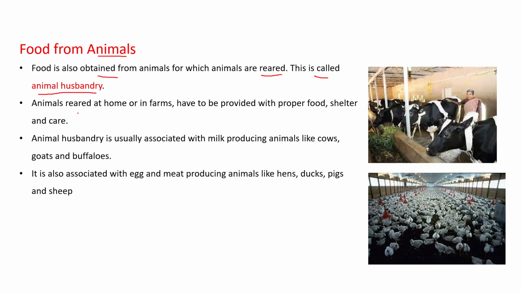Animals reared at home or in farms have to be provided with proper food, shelter, and care. Animal husbandry is usually associated with milk producing animals like cows, goats, and buffaloes. You can see this is the rearing of cows. It is also associated with egg and meat producing animals like hens, ducks, pigs, and sheep. Poultry farms, you are familiar with this. This is the diagram of a poultry farm. This is about animal husbandry. Thank you.